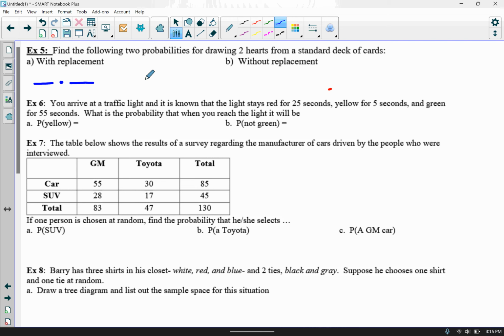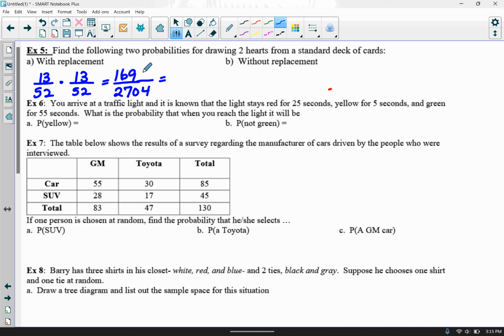All right, so we know we've got a total of 52 cards, and this is with replacement. So when I go to choose my first card, I ask myself, how many cards in my deck are hearts? You agree, there's 13 of them. It's with replacement, so I'm going to pick my card, I'm going to look at it, and I'm going to put it back. So then when I go to choose my second card, I still have all 52 cards to choose from, and how many of them are hearts? Still 13. I multiply straight across. I got 169 over 2704.